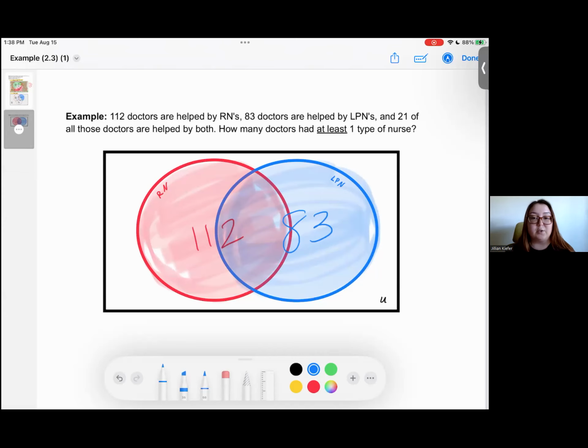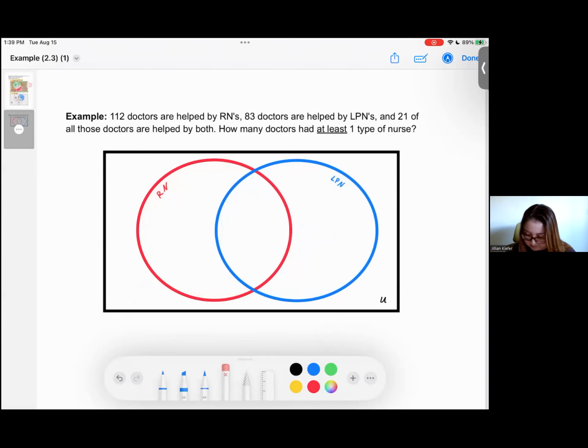So when I have 112 and 83, it's really tempting to put 112 on the red side, 83 on the blue side, and put 21 in the middle. But really what I'm saying is 21 of both of these numbers are technically both. So what we have to do is we end up subtracting. So let's go ahead and erase what we have here.